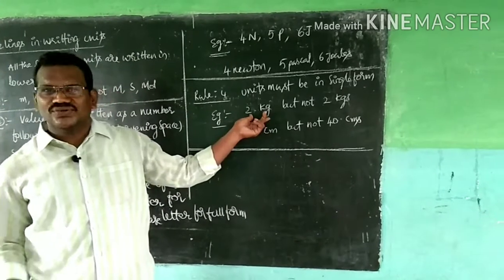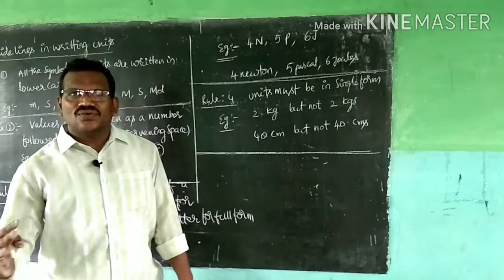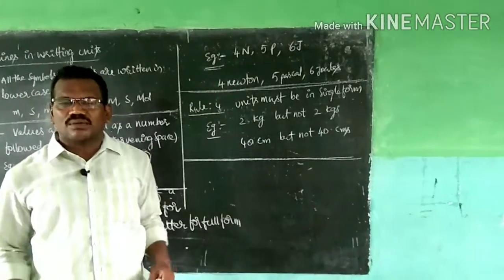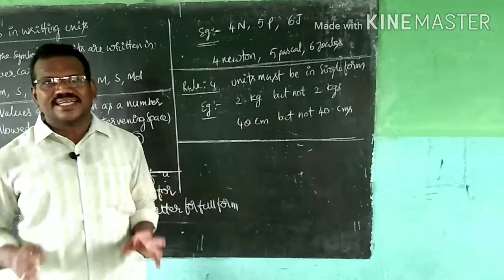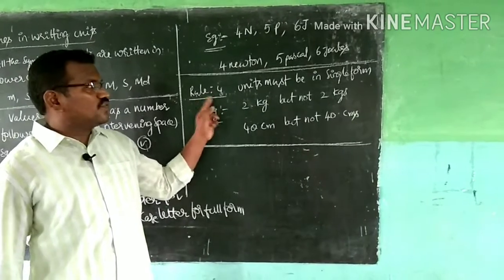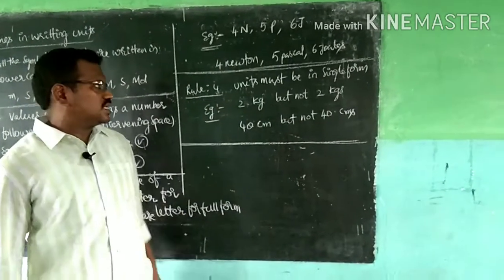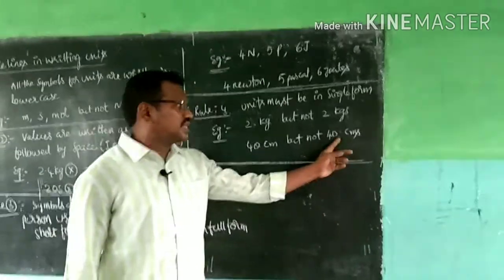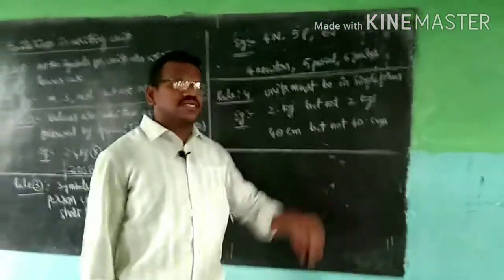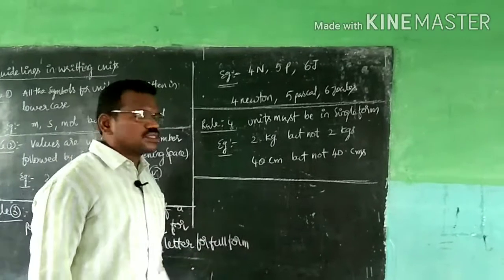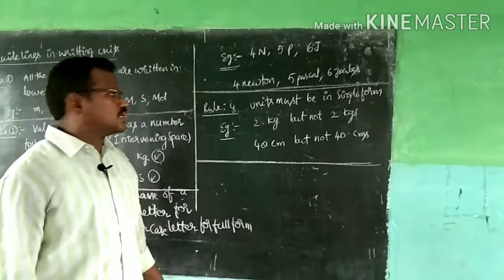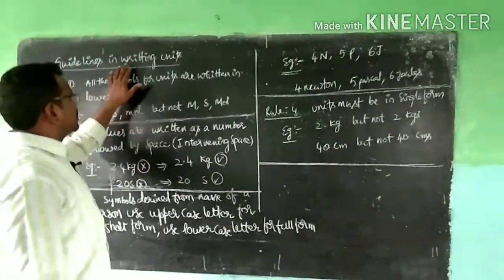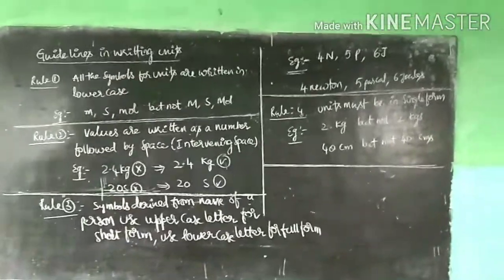We should write 2 kg, 3 kg, but this is different in the case of liter. In liters it is common, we can write 50 liters. So the rule 4 exception is liters. 40 centimeter we should write, but should not write 40 centimeters. These are all certain rules. There are 2 more rules, rule 5 and rule 6, as guidelines in writing the units.